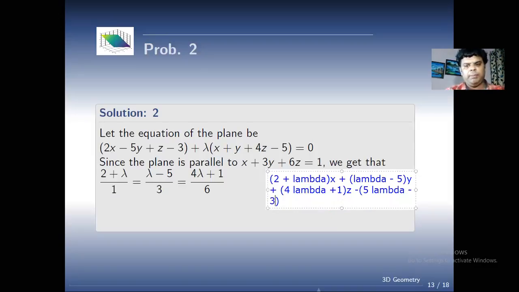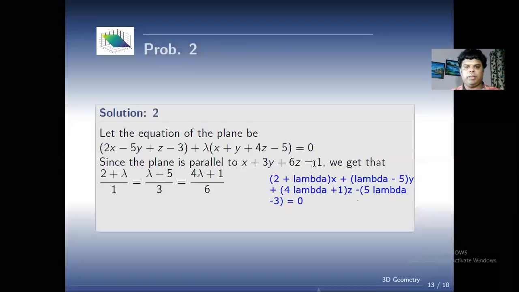minus 3, and this whole thing should be equal to 0, which means 2 plus lambda by 1, here is 2 plus lambda, which is the coefficient of x, and the coefficient of x here is 1. The coefficient of y is lambda minus 5.